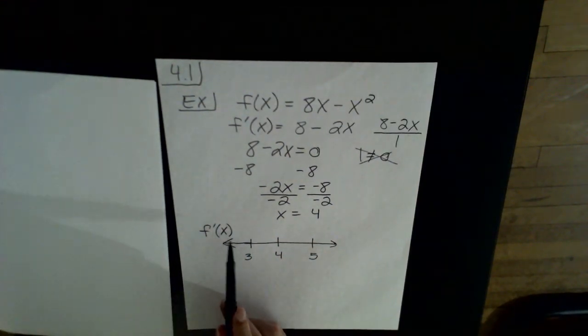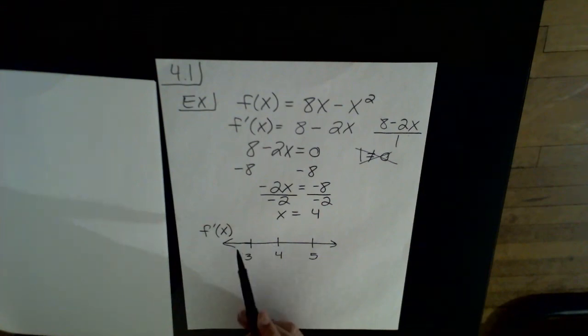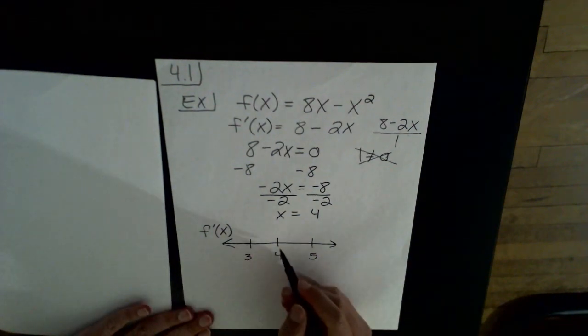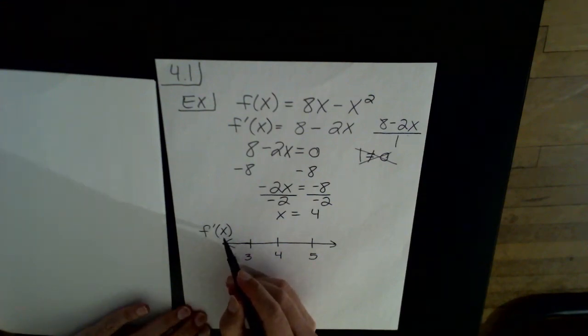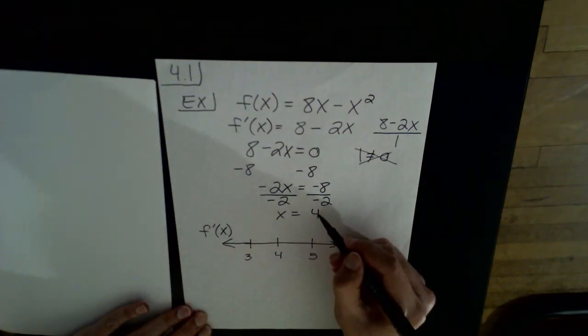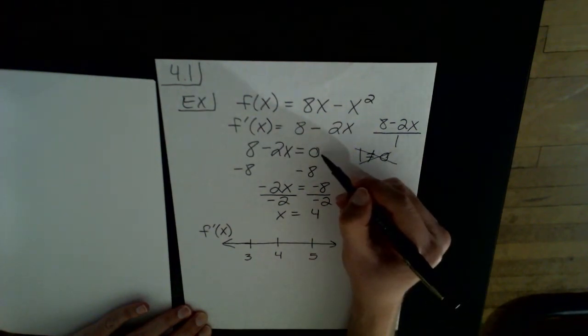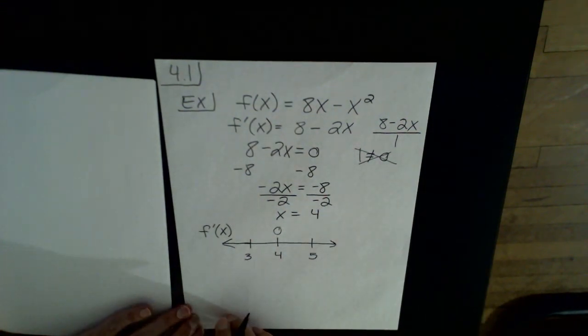Remember, if the result when we plug these values in is negative, then the original function is decreasing on that interval. If it's positive, the original function is increasing. So, when we plug 4 into the derivative, we already know what the result will be. We said when x equals 4, that's when the derivative is equal to 0. That's the equation we solve for. So we know it will be equal to 0 here.